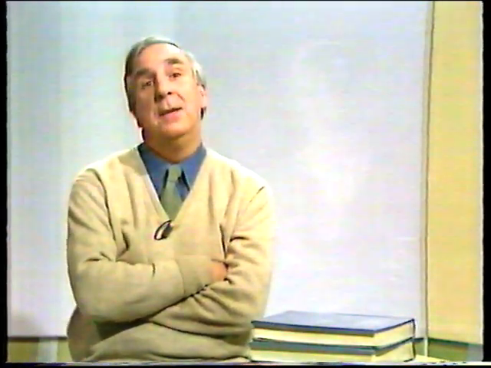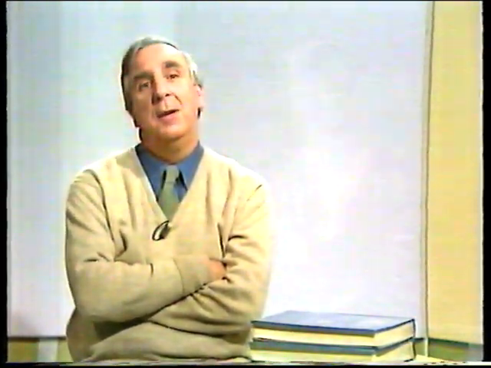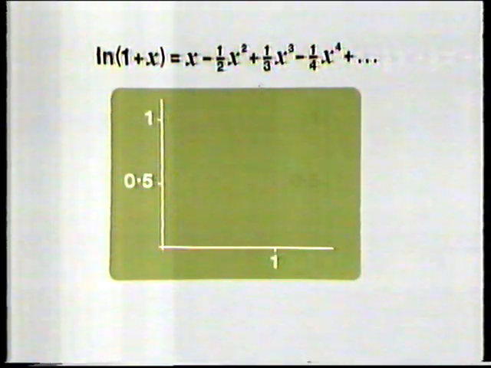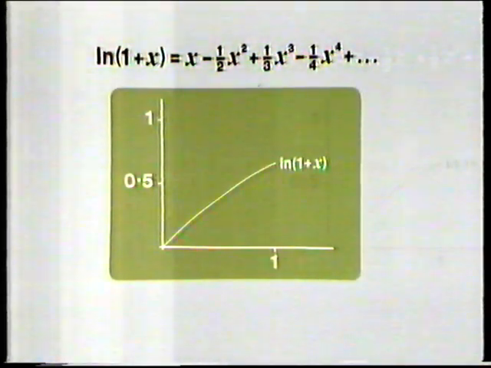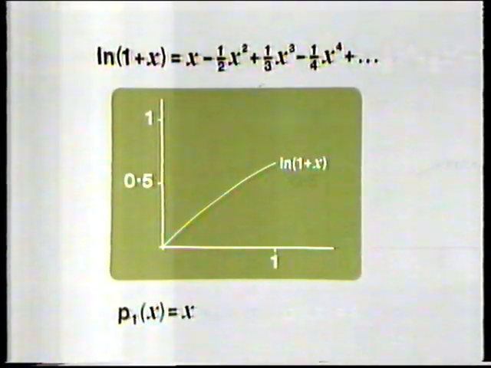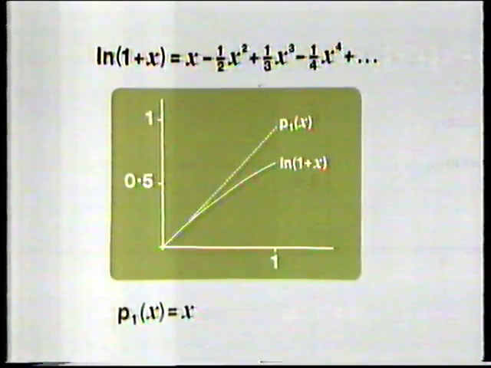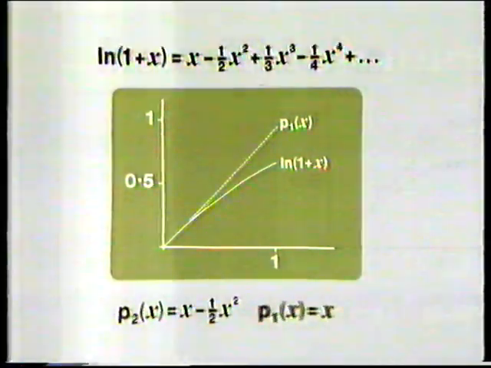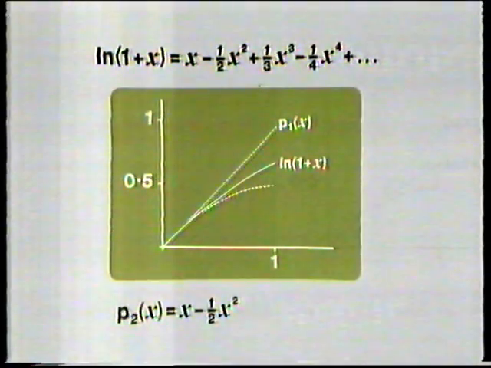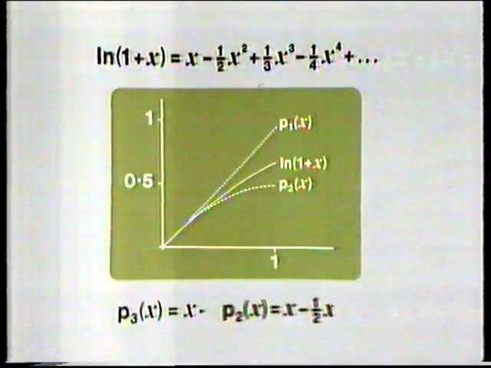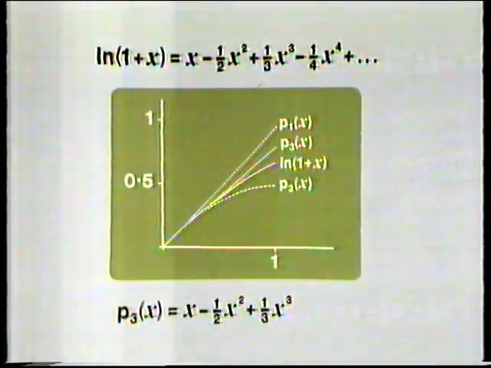The obvious start is a Taylor series for log 1 plus x, which we all learnt at our mother's knee. So here's the Taylor series for log 1 plus x, and if we truncate it at various points, we get polynomial approximations to log 1 plus x in the range 0 to 1. P1x, the linear approximation, P2x, quadratic, P3x, a cubic approximation. And by looking at the picture, we can see how close these approximations are to log 1 plus x in the range we're interested in.